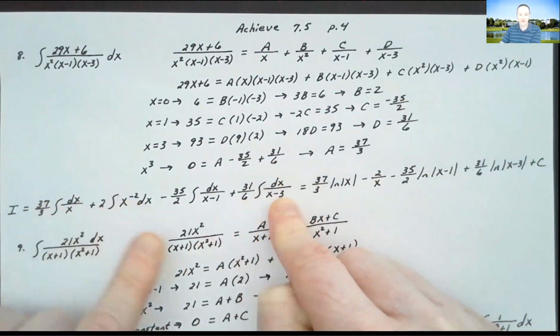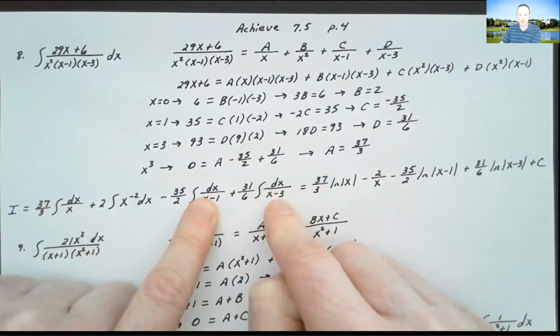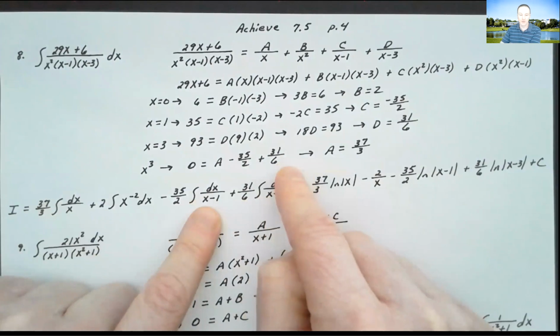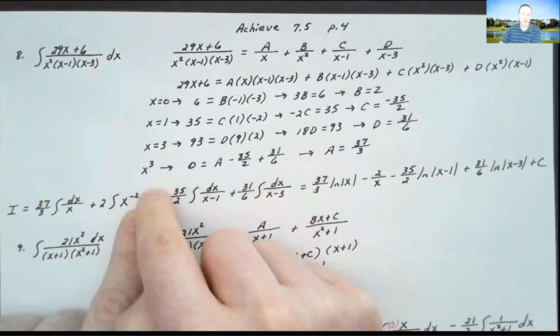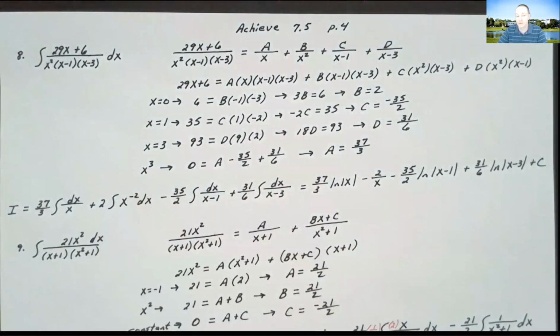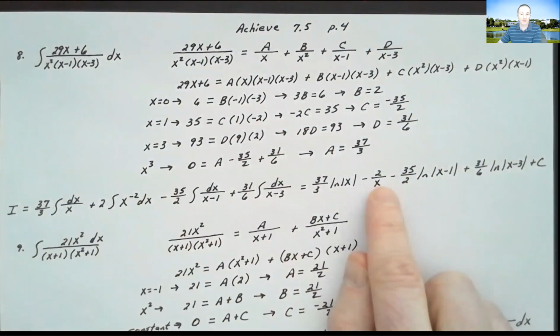Now, the first, third, and fourth one, they're just natural logs because the derivative of the denominator is in the numerator. So those are pretty straightforward. The second one's not bad either. You just say, well, the difference in it is you use the power rule. x to the negative 2 is going to become x to the negative 1 divided by negative 1, which we know is better written as negative 1 over x. 2 times negative 1 over x becomes minus 2 over x. That's where that term came from.